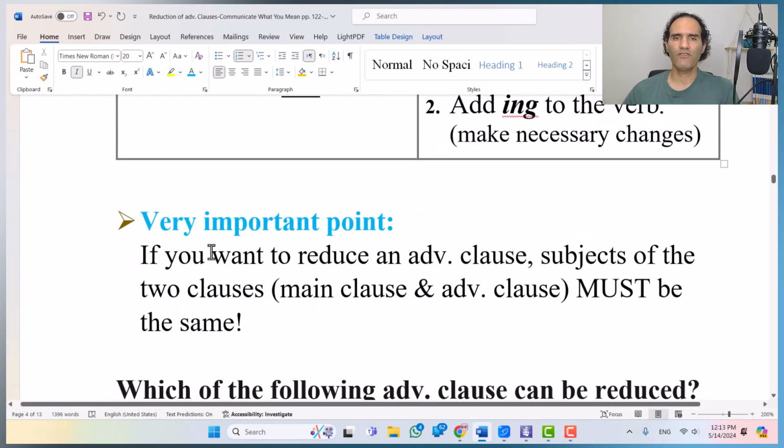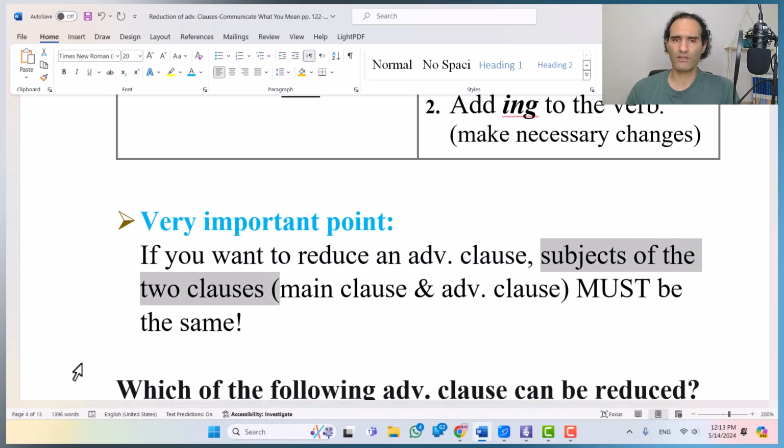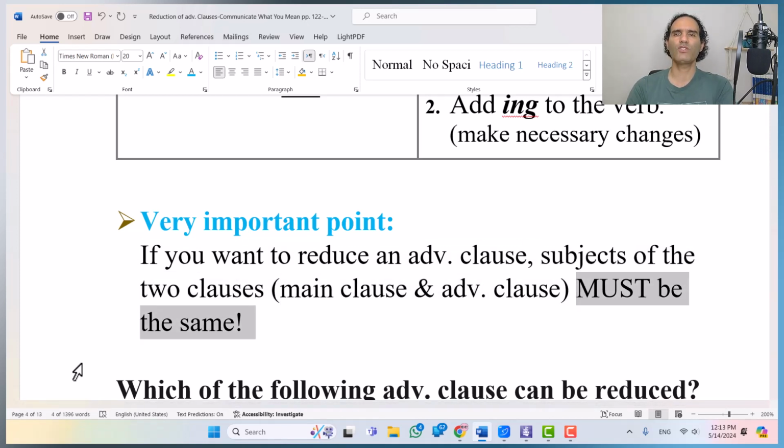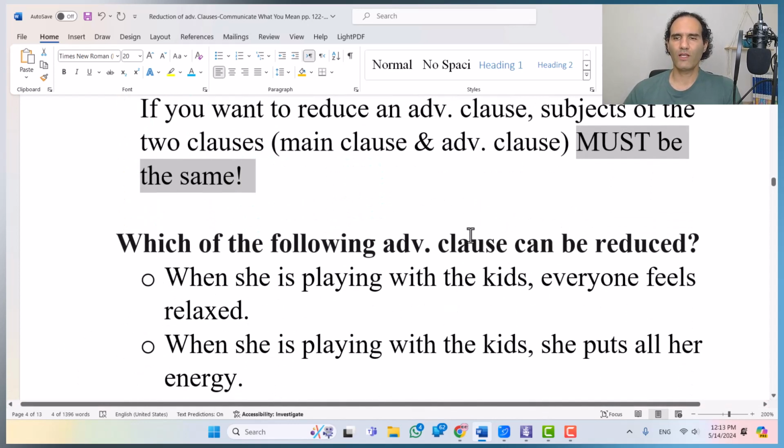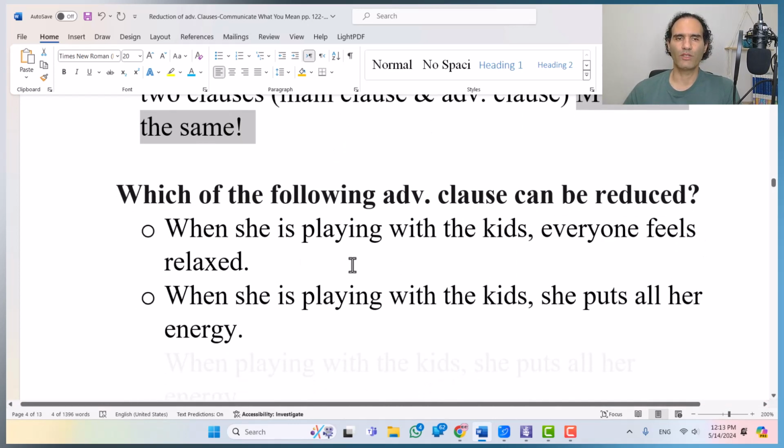And a very important point here, my friends. If you want to reduce an adverb clause, the subjects of the two clauses, I mean the main clause and the adverb clause, must be the same. Otherwise, you cannot reduce the adverb clause. Got it? Subjects the same. Which of these following adverb clauses can be reduced?